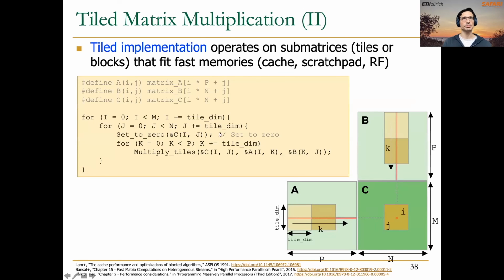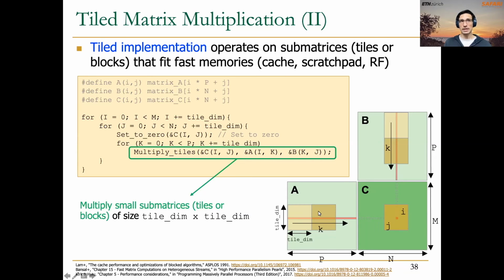perform the corresponding operations, multiplications and additions. And here you can see how this code would look. We have, again, external loops to go over the whole output matrix C. We set to 0 the elements of the corresponding tile of matrix C that we are calculating, and then we go over the tiles one by one. Inside this inner loop, we are calling another function called multiply tiles that performs a sort of matrix multiplication of these small submatrices that are the tiles or blocks.